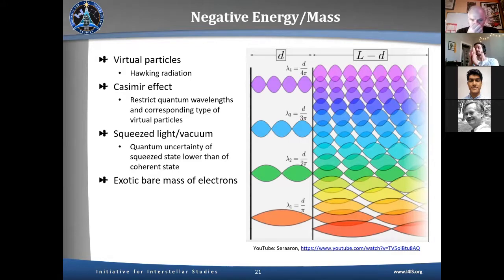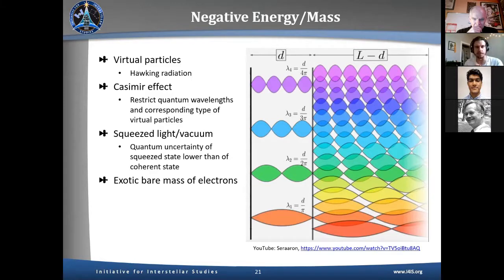And due to this restriction, you're creating a negative energy density compared to the surrounding vacuum. So you can see here on the right, you have a much richer zoo of quantum fluctuations in the vacuum, whereas inside of the cavity, you're restricted to waves that correspond to multiples of the length of this cavity, and that creates this negative energy relative to the surrounding vacuum, which we might be able to utilize in this type of faster than light application.